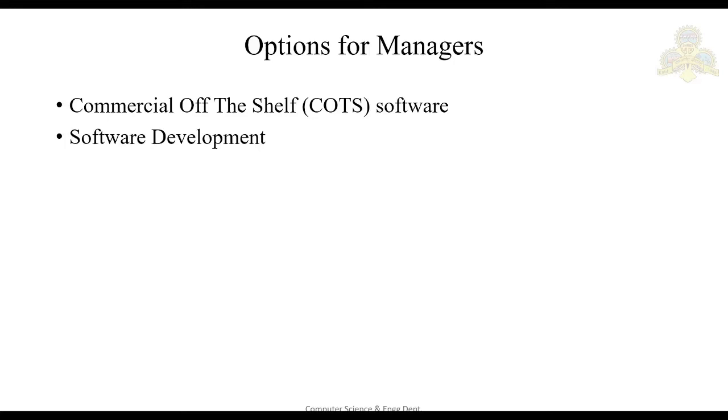If the manager has got all the project requirements, and he knows that a similar product is already in the market, or some company has developed that particular software and it is already in use, then the manager can buy it. That means commercial off the shelf software: he is not developing it in his organization but buying it from some other organization. Fine.